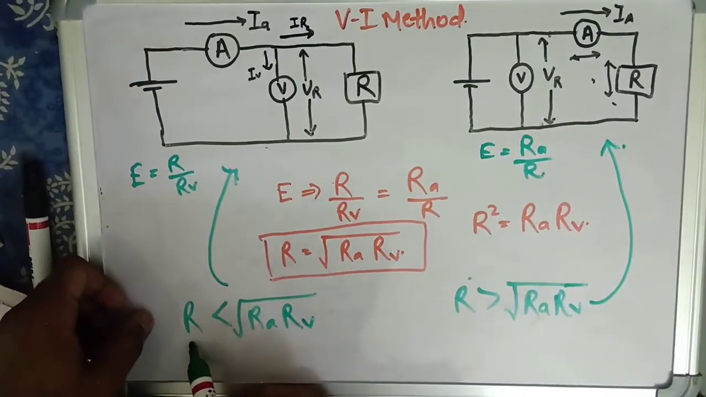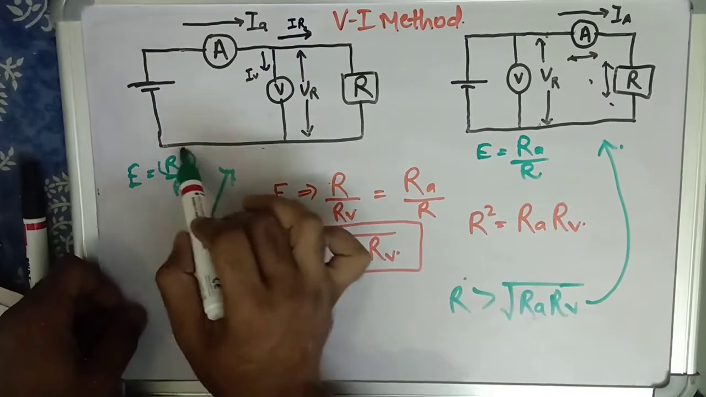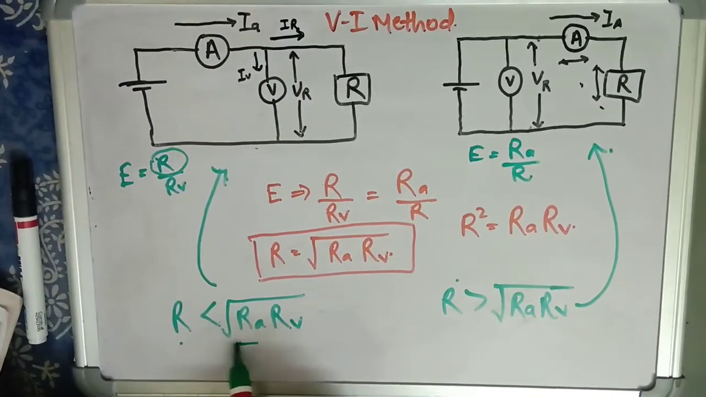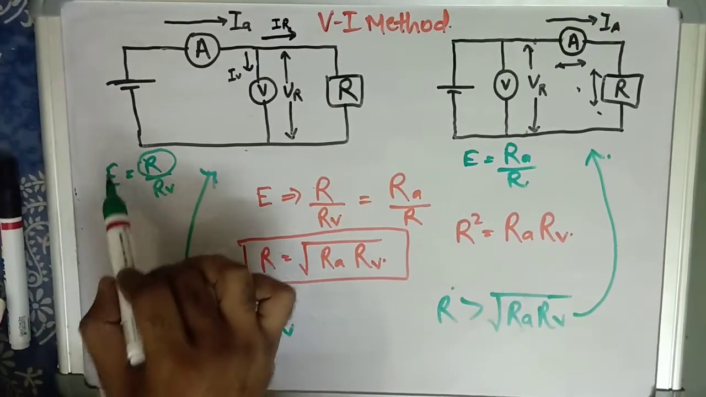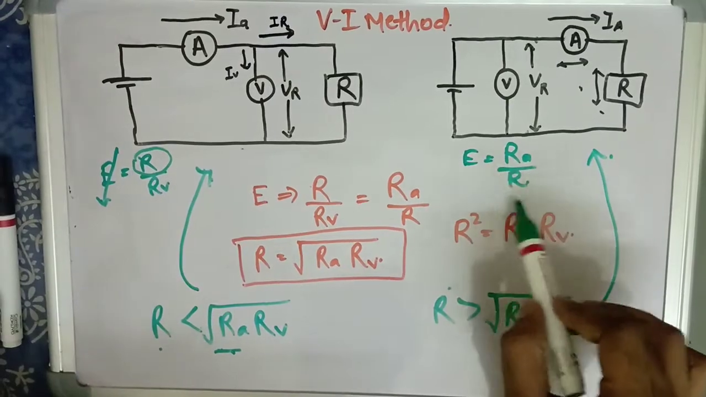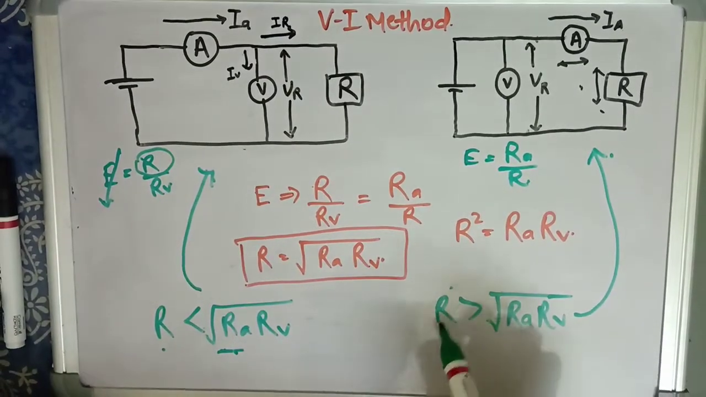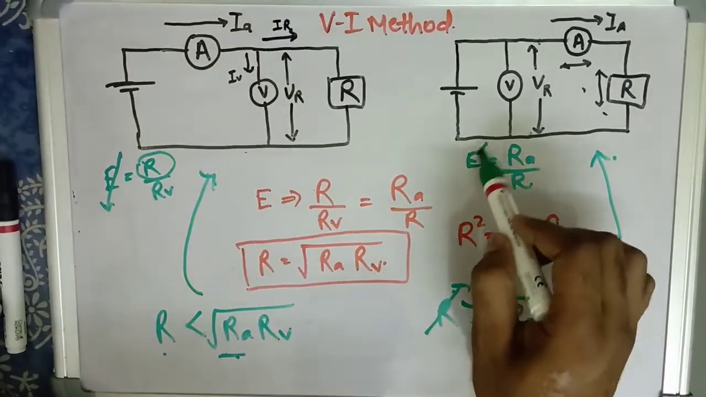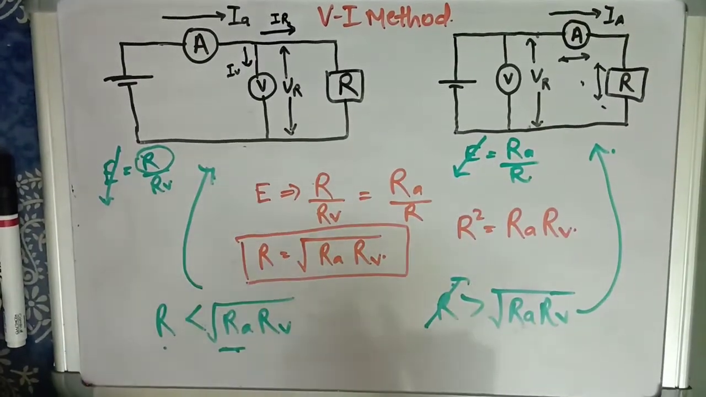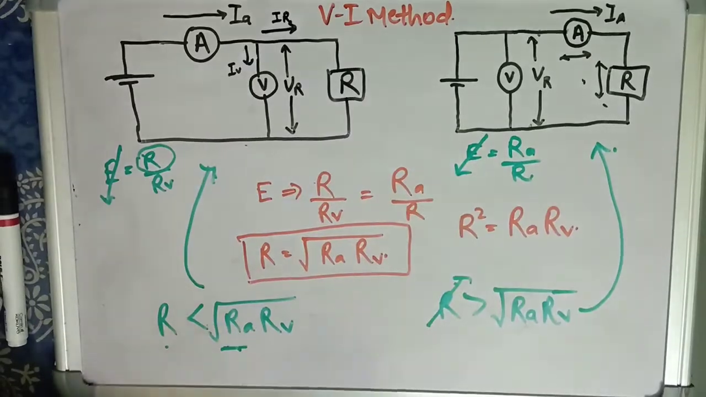As the R term comes in the numerator, we should have a lower value of resistance for minimizing the error, and in this case the R is in the denominator, so we should have a bigger value of R to minimize the error. So we'll use this circuit. That is our VI method.